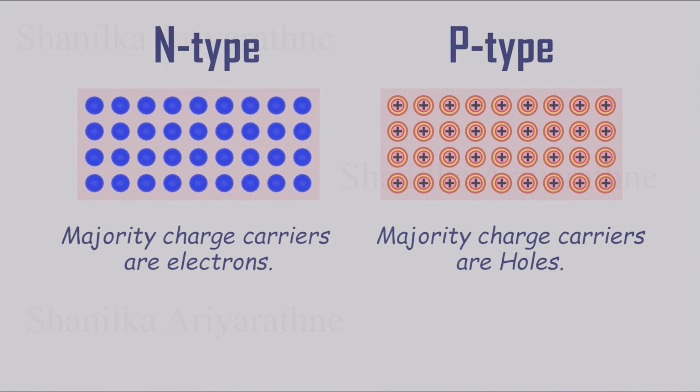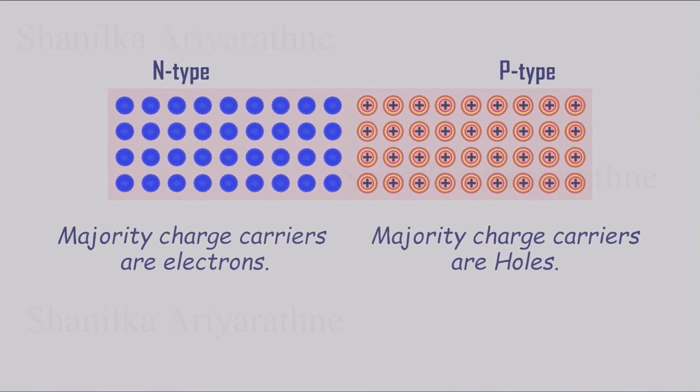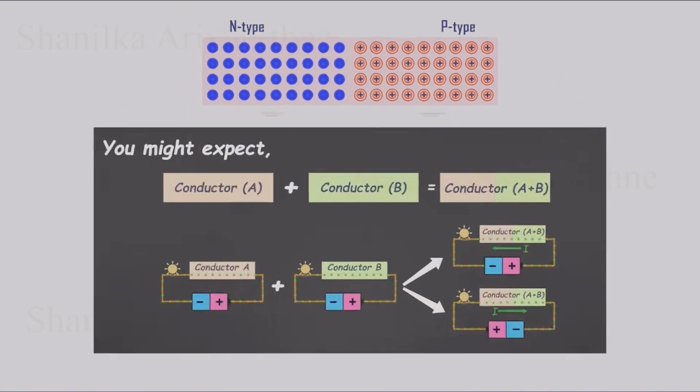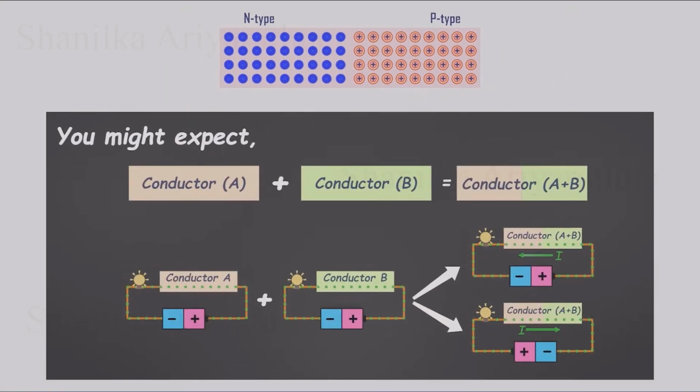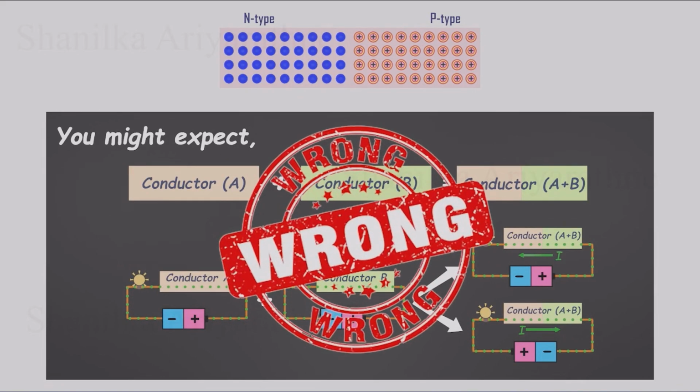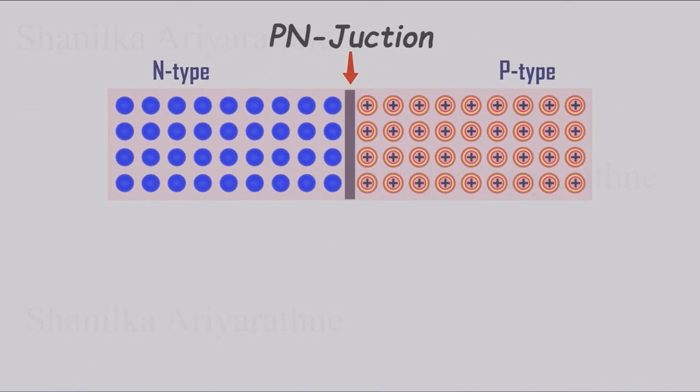Now, the real magic happens when we bring an N-type and a P-type semiconductor together. At first, you might expect that since both materials conduct electricity on their own, connecting them would simply create a normal conductor, one that allows current to flow easily in either direction. But that's not what happens. To understand why, we need to look closely at the interface where these two materials meet. The interface where these two materials connect is called the p-n junction.